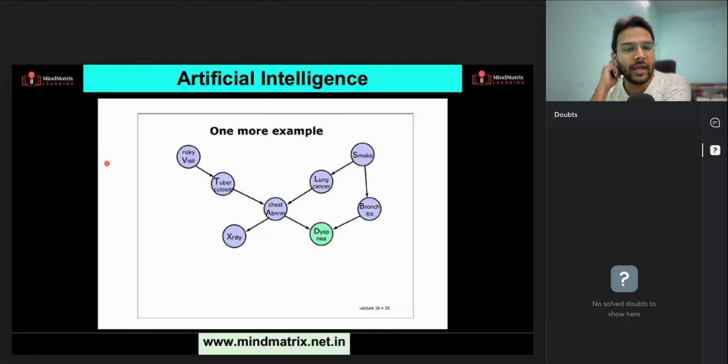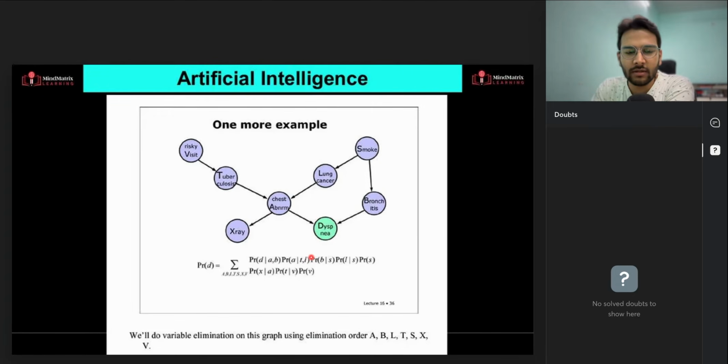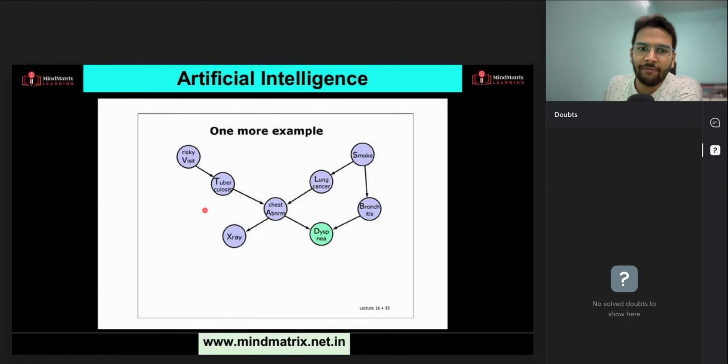Now here you can see one more Bayesian network is given to you. And what you are trying to find out is the probability of dysphonia. For every node, like for risky visit, we are considering the random variable as V.